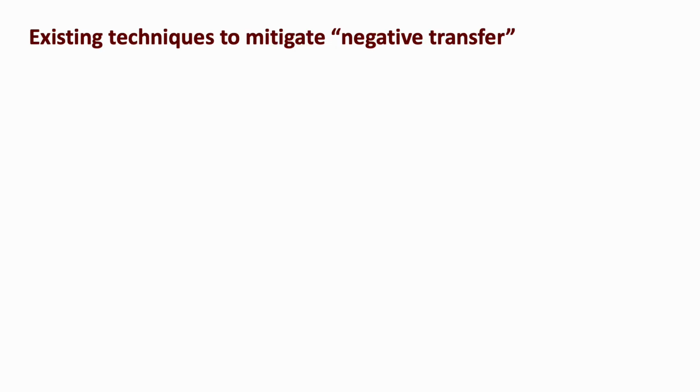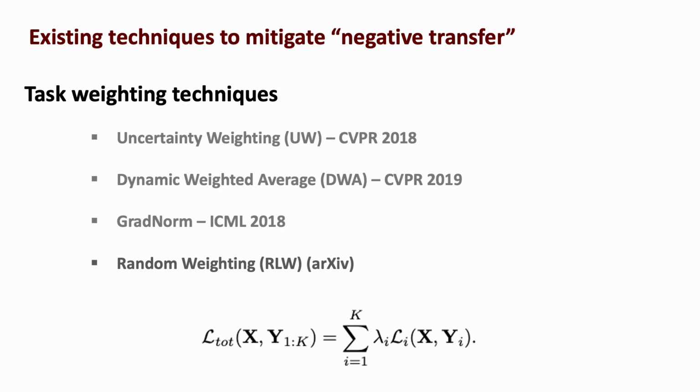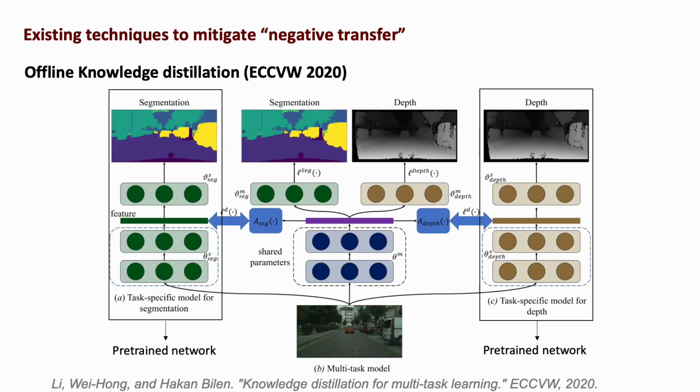There are several techniques proposed to mitigate negative transfer. Task weighting techniques compute weights for each task, and a weighted loss is used to train the network. These techniques mitigate negative transfer to an extent. Another efficient technique is to use knowledge distillation for multitask learning. This method requires two steps for training, one for training single task networks and the second for training the multitask network with knowledge distillation from the features of the models trained in the first step.